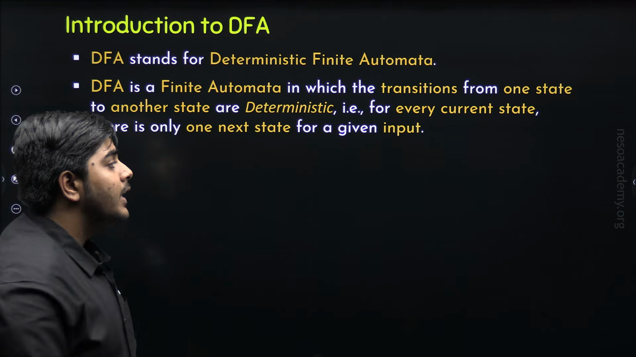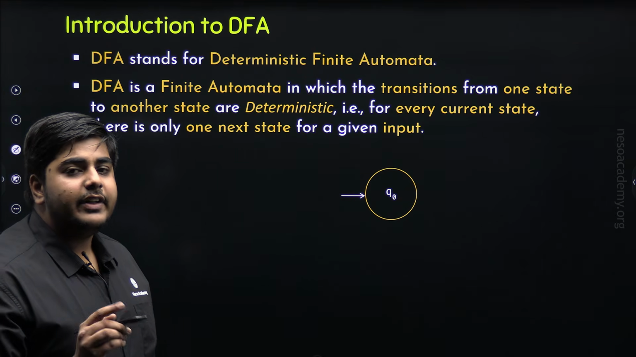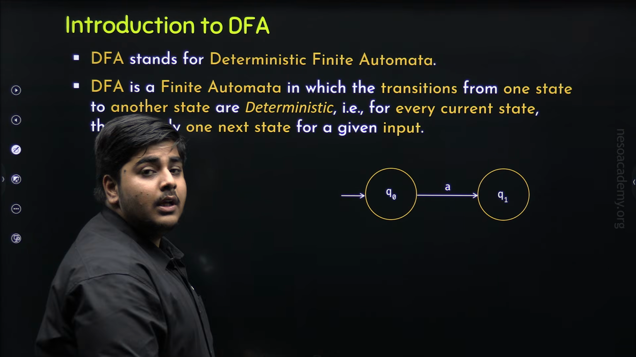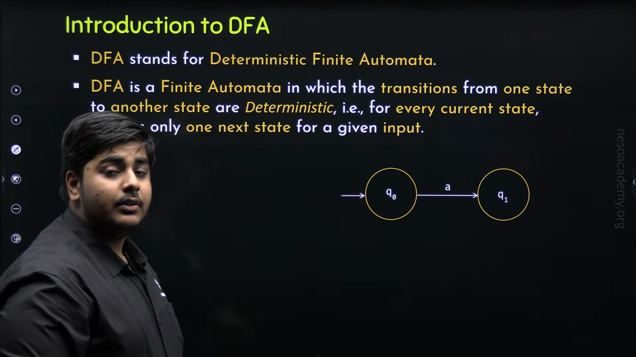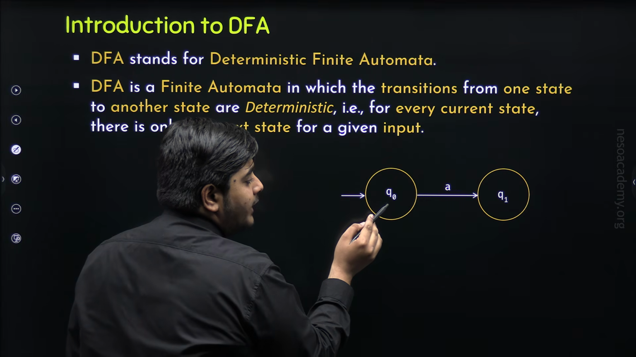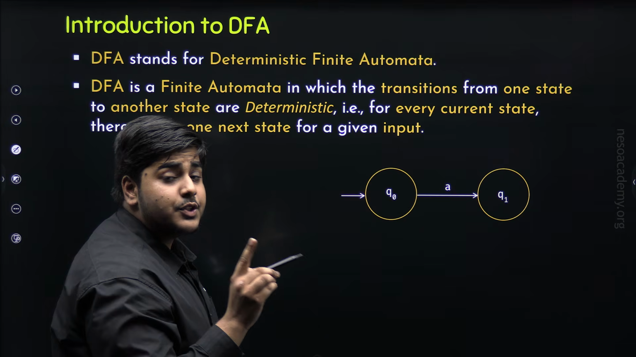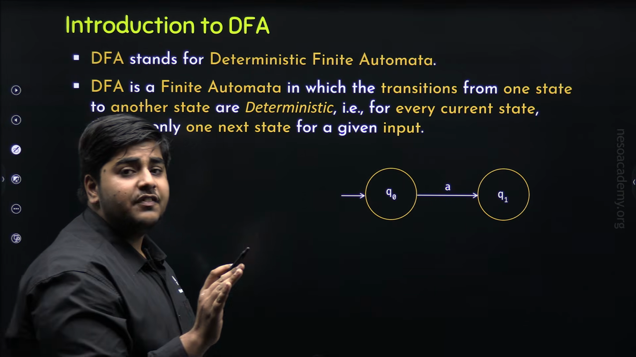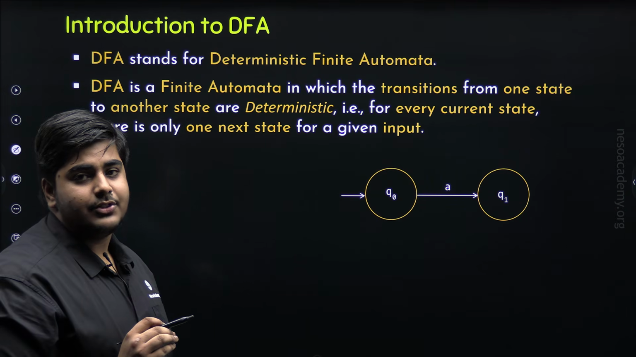For example, if you are at the initial state Q0 and after reading an input symbol A, you reach the state Q1. Now this is called a deterministic or a unique transition because we are getting only one next state for current state Q0 and an input symbol A. There is only one fixed path from Q0 on input symbol A. No confusion and no multiple paths. So this is a deterministic transition.